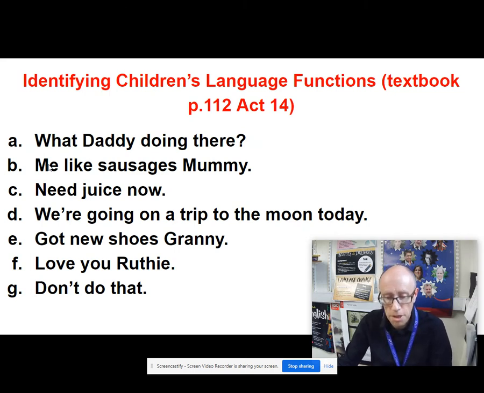This is conveying facts and opinions. It's giving information. And on F, "love you, Ruthie." Surely that's interactional. So this is language being used to maintain social relationships. And then on G, "don't do that." Going back to Doerr, that's requesting action, or in this case, actually requesting inaction, and it's regulatory language.